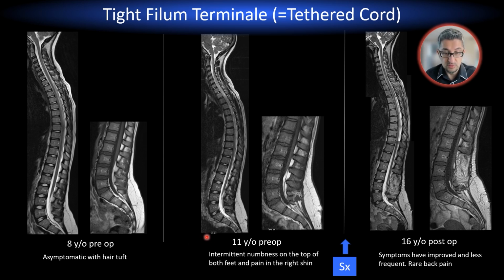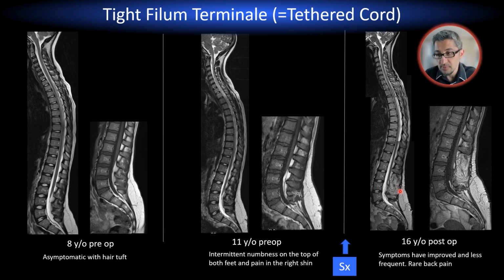And then when the child was 11 years old, there were some symptoms, some numbness on the top of both feet, pain in the right shin, so the surgeons decided to do the surgery. And after the surgery, as you can see, there is not much change.